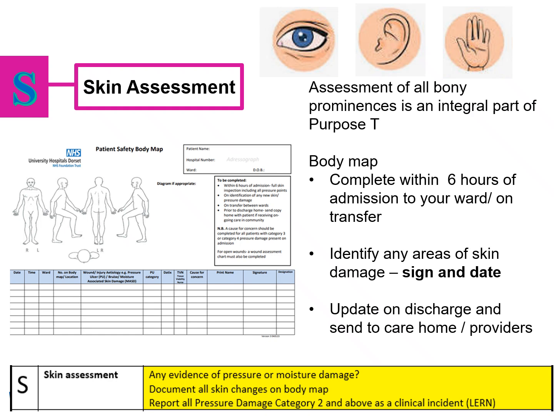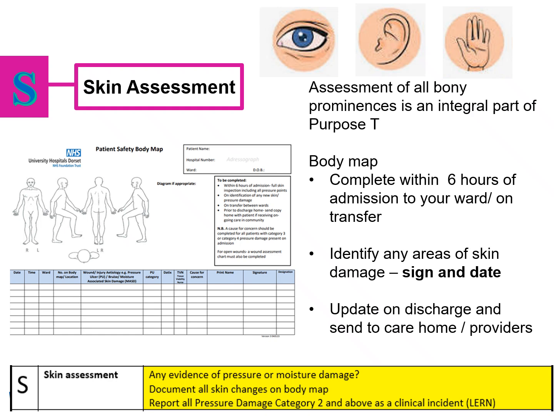The S is for Skin Assessment. The PURPOSE T has already detailed a full skin assessment of all bony prominences. The body map should be completed within 6 hours of admission, and this will include any damage to the skin, such as pressure areas, moisture-associated skin damage, bruises, cuts, or trauma wounds.